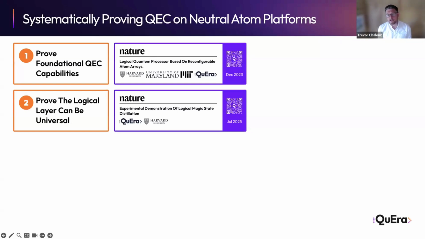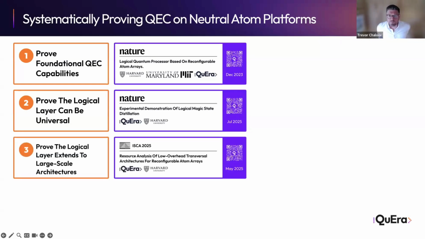Earlier this year on our Gemini class system, we were the first company to experimentally demonstrate magic state distillation, a process that is critical to executing error correction at scale, but also providing universal functionality of logical operations.